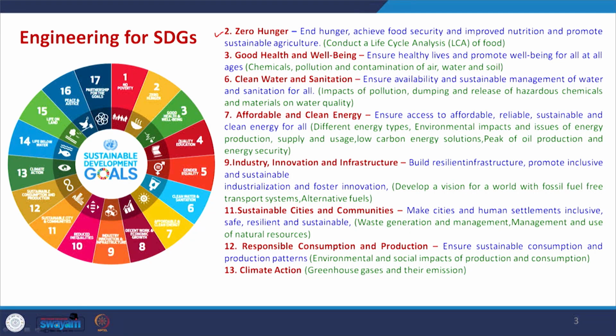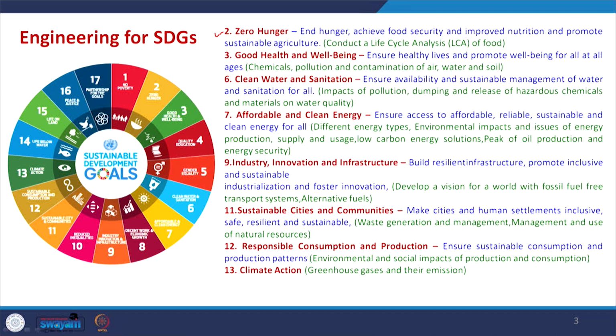So, there are certain sustainable development goals which have been defined, and engineering is for achieving these SDGs. We have 17 goals which have been defined, and within these 17 goals there are few goals which are directly related to engineering aspects or other aspects. Like zero hunger is very important. For achieving this we have to conduct LCA of food. Also, we have to see how food security etc. is maintained. Similarly, good health and well-being, it ensures healthy lives and promotes well-being for all.